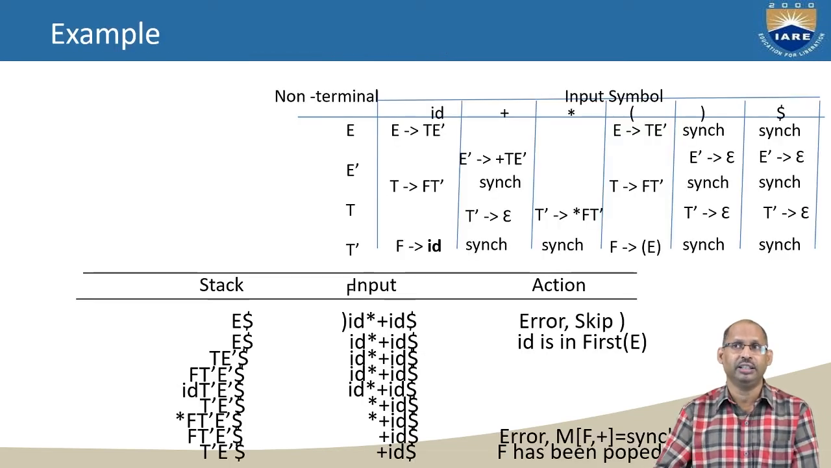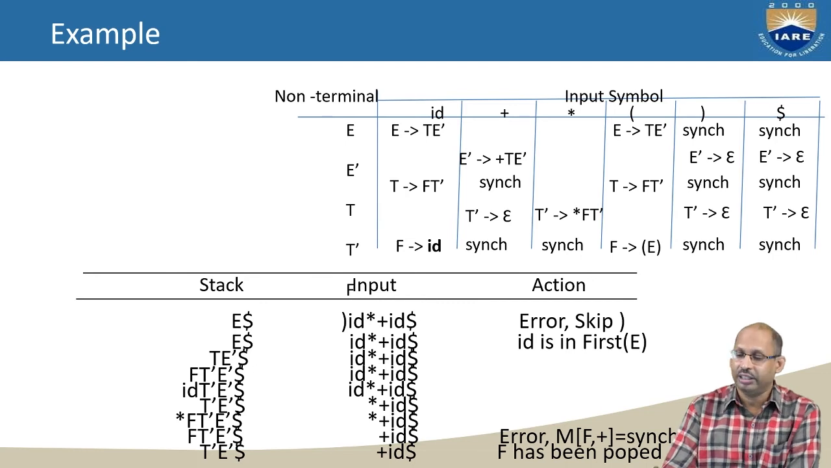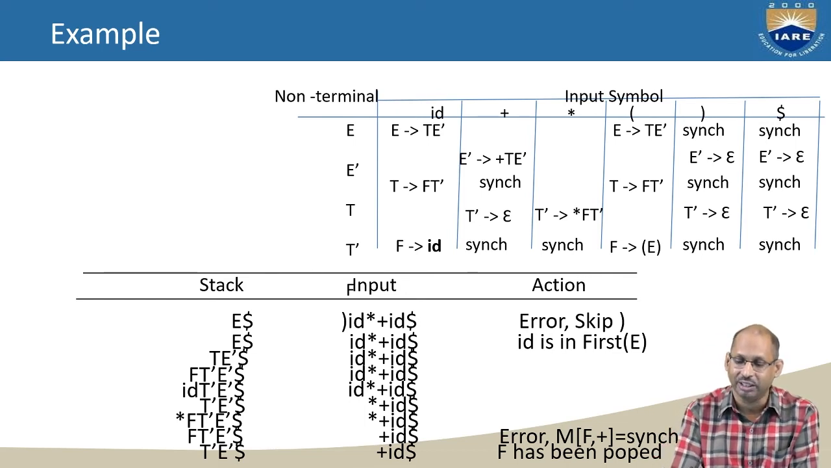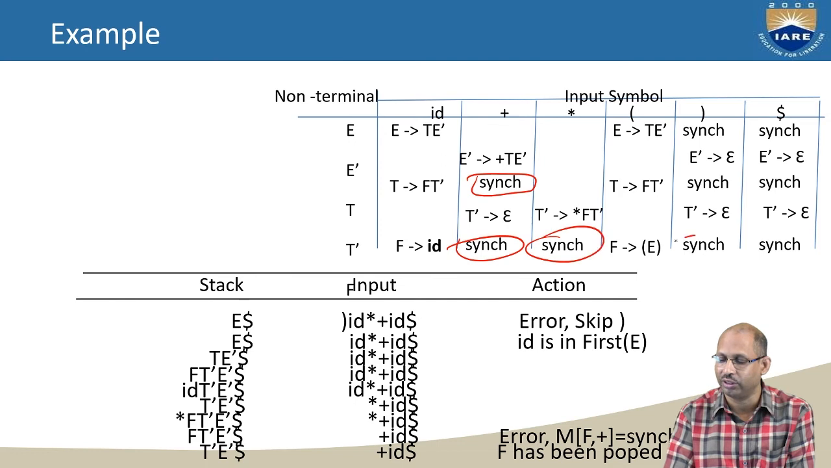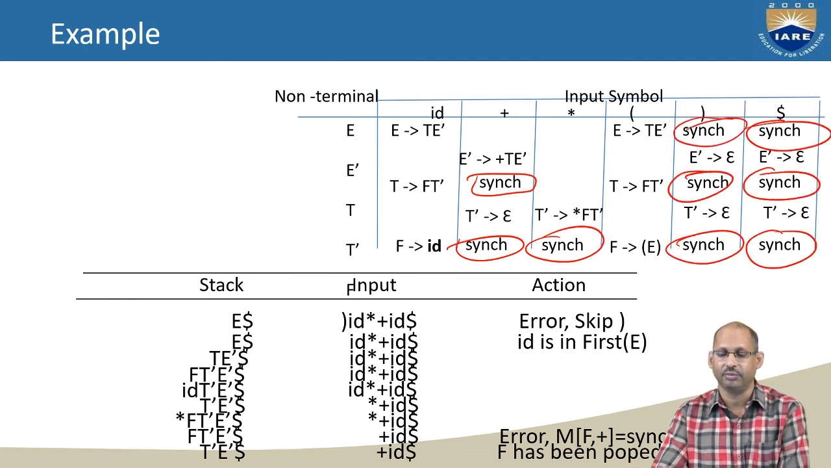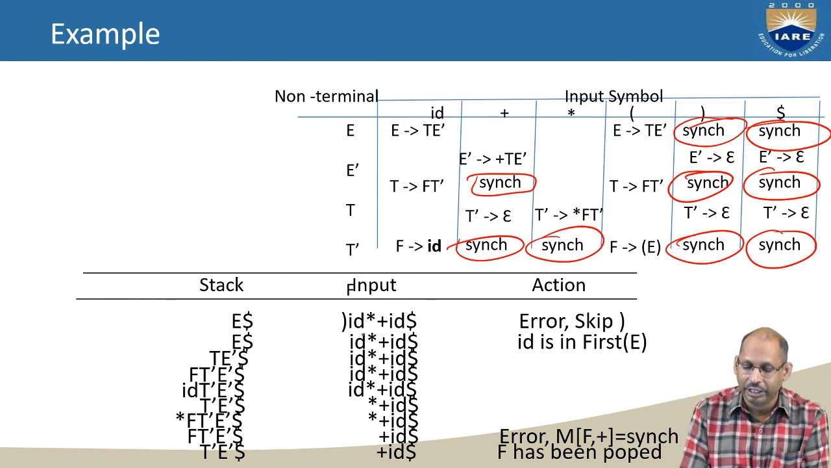So, here, this is a parsing table. Previously, we specified the blank spaces as errors. Now we are adding synchronize in the blank spaces, as possible options.